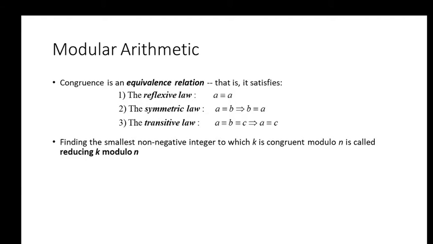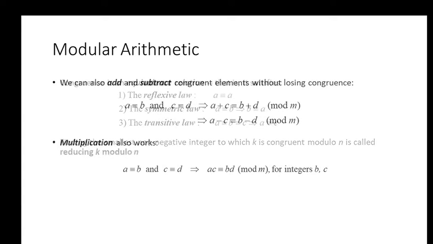Congruency is an equivalence relation, that is, it satisfies the reflexive law, that is A is congruent to A; the symmetric law, A is congruent to B is equivalent to B is congruent to A; and the transitive law, that is A is congruent to B and B congruent to C implies A is congruent to C. Finding the smallest non-negative integer to which k is congruent modulo n is called reducing k modulo n.